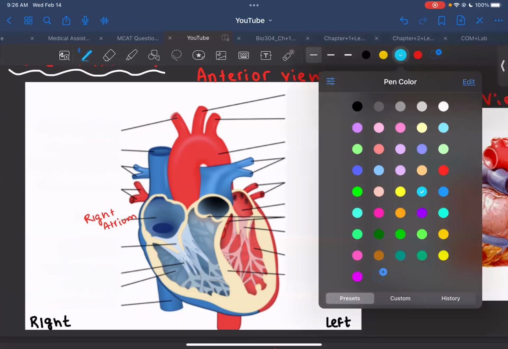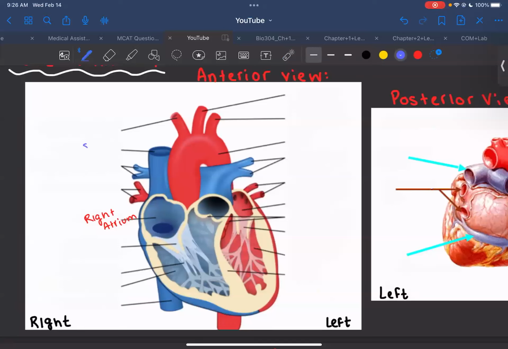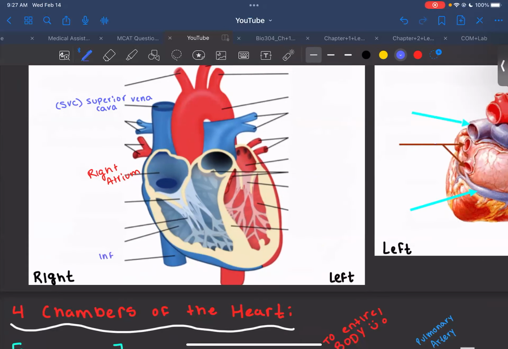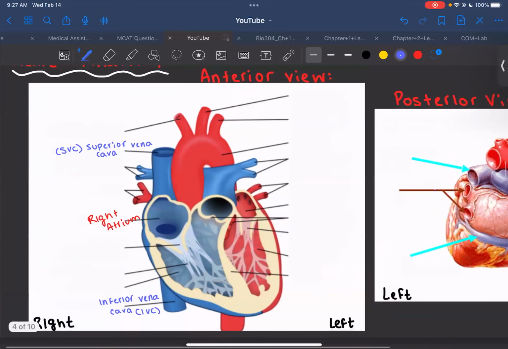I guess I'll do those in blue. Why not? So superior vena cava. People also like to just call this SVC, and then down here, the inferior vena cava, or IVC. It's easier when you abbreviate.